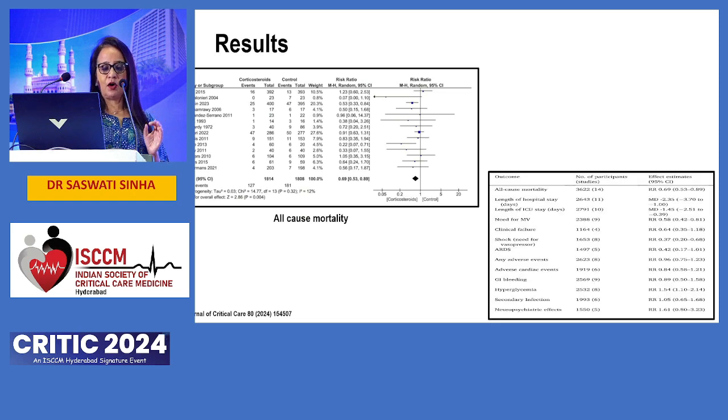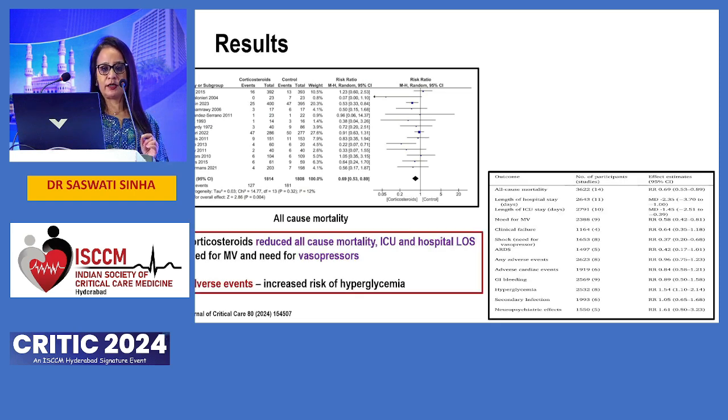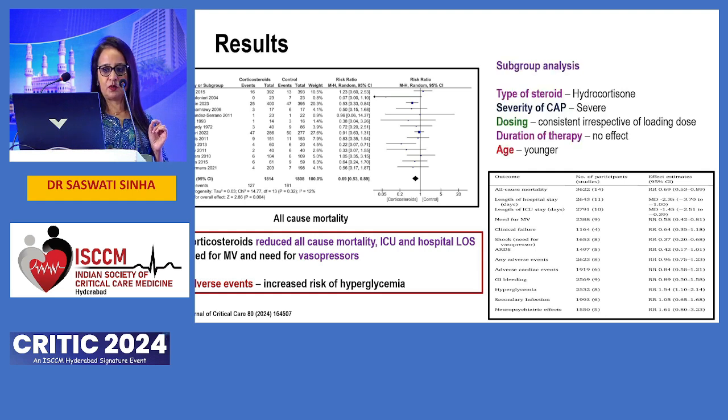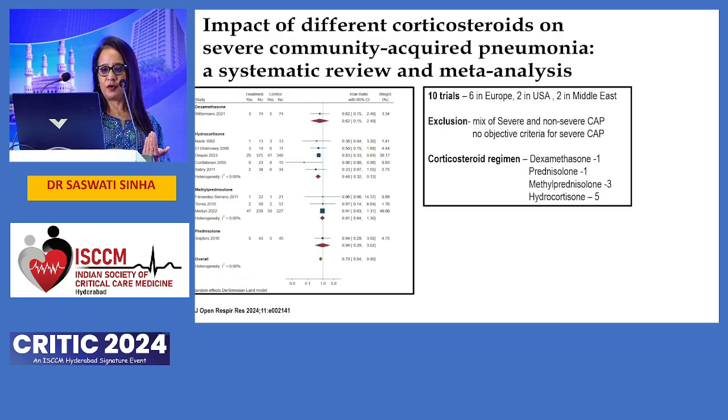And they found that all-cause mortality was reduced, ICU and hospital length of stay was reduced, and need for mechanical ventilation and vasopressors were reduced. And again, just hyperglycemia was the problem. When they did a subgroup analysis, they saw that hydrocortisone was the steroid which made the most difference. It worked only in severe community-acquired pneumonia. Dosing did not seem to make a difference. The duration of therapy in this meta-analysis did not have an impact, and the younger age group seemed to benefit more.